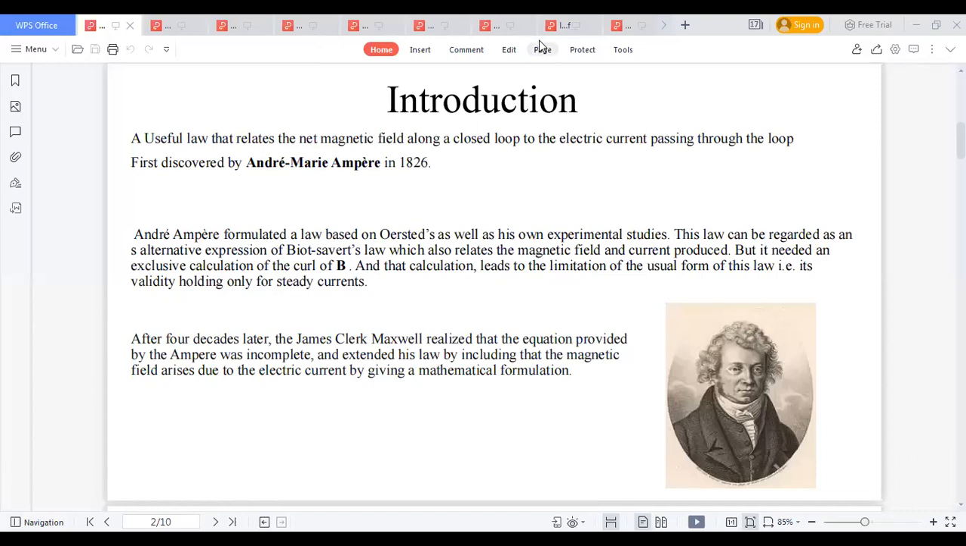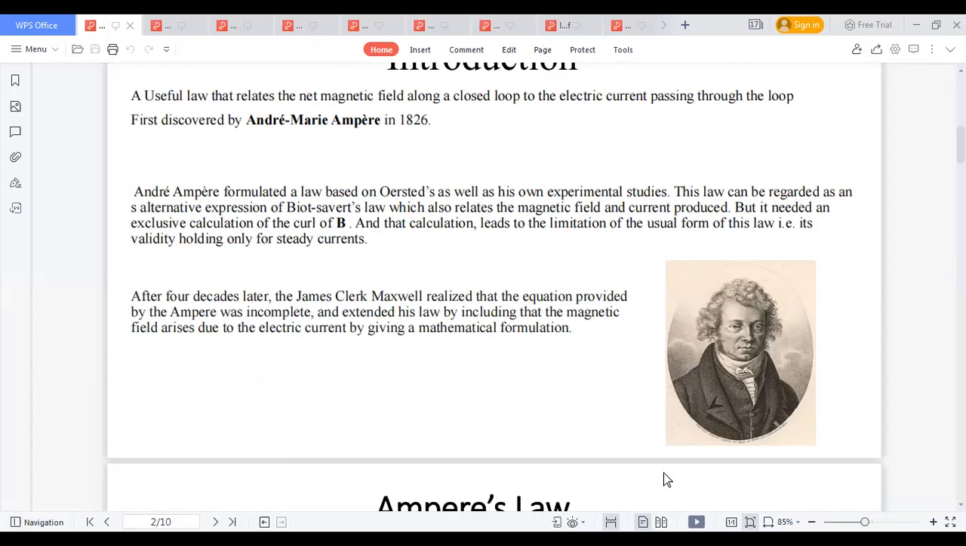Okay, now we'll discuss Ampere's law. This is a very useful law that relates the net magnetic field along a closed loop to the electric current passing through the loop, first discovered by Andre-Marie Ampere in 1826. So we'll discuss what Ampere's law is.